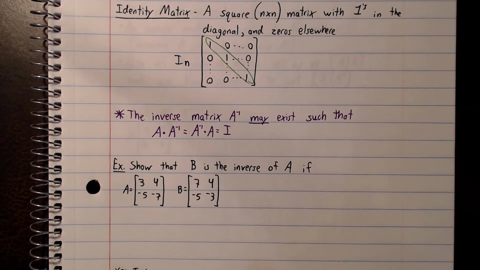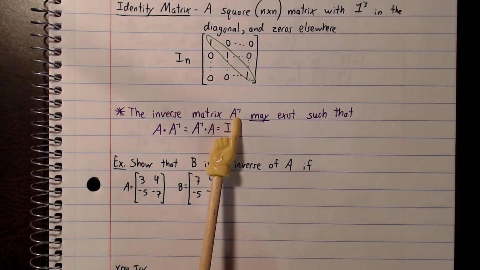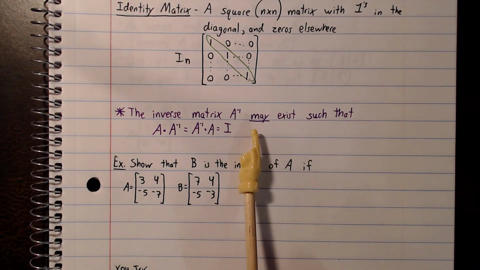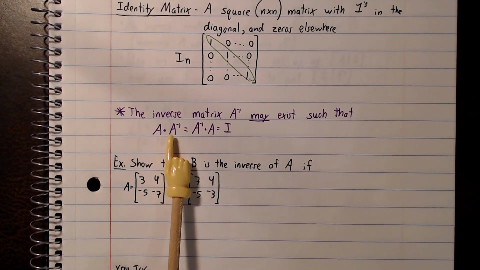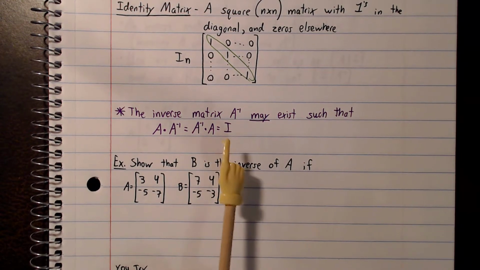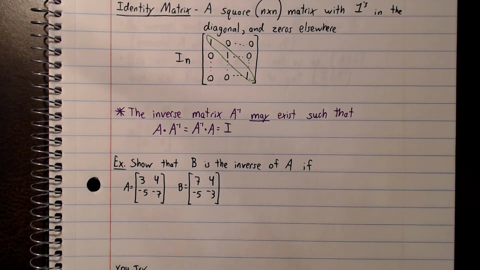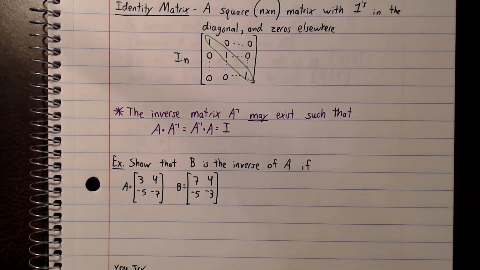The definition of an inverse, right? The inverse matrix A inverse may exist, doesn't have to, but it may exist, such that if we multiply A and A inverse, or A inverse times A, either one, we're going to end up with this identity matrix as a result. That's what happens when we have inverses. We're going to see that happening here in this example.